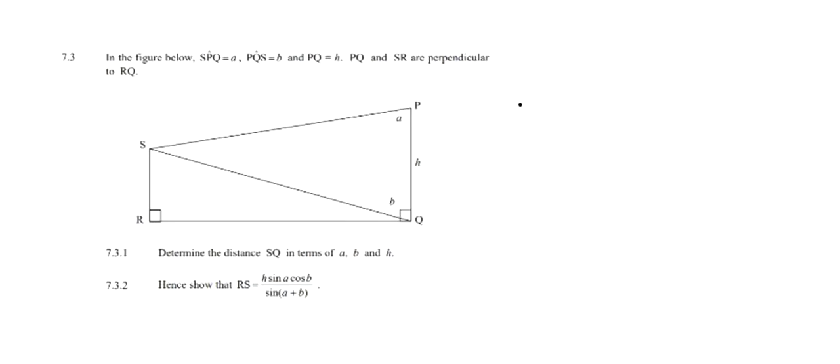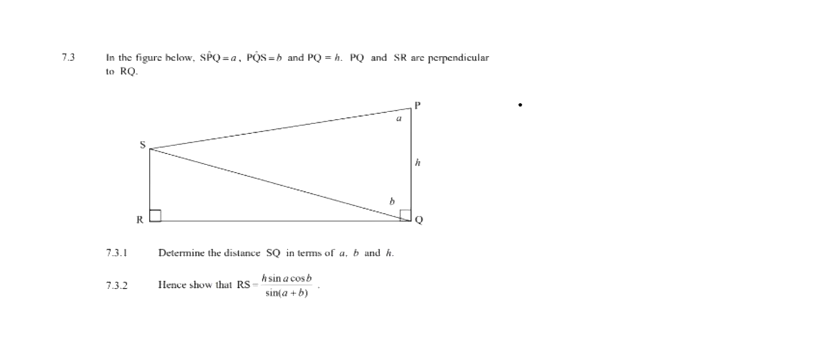In this session, I will be teaching you how to master trigonometry, 2D and 3D. As you can see in the figure, SPQ is equal to alpha, PQS is equal to beta, and PQ is equal to H. Whatever they're telling us in the given information is given in the diagram. They also tell us that PQ and SR are perpendicular to RQ. And in number 7.2.1, they say determine the distance SQ in terms of alpha, beta, and H.